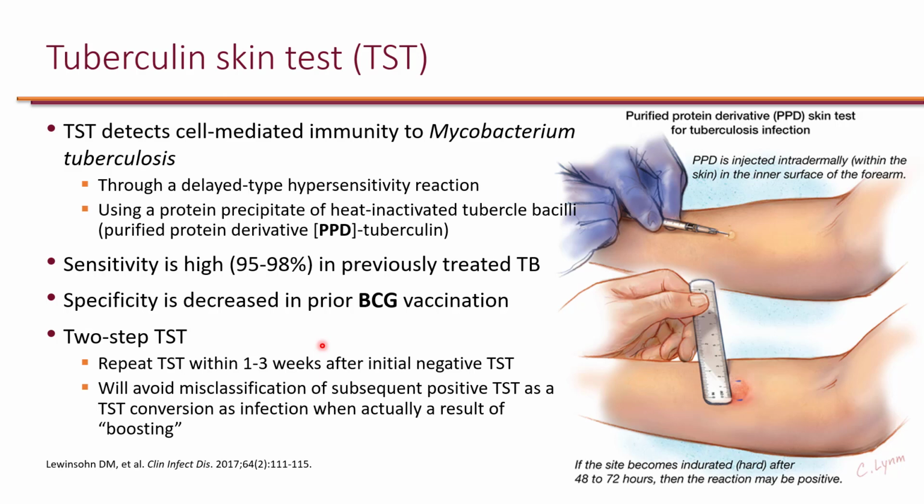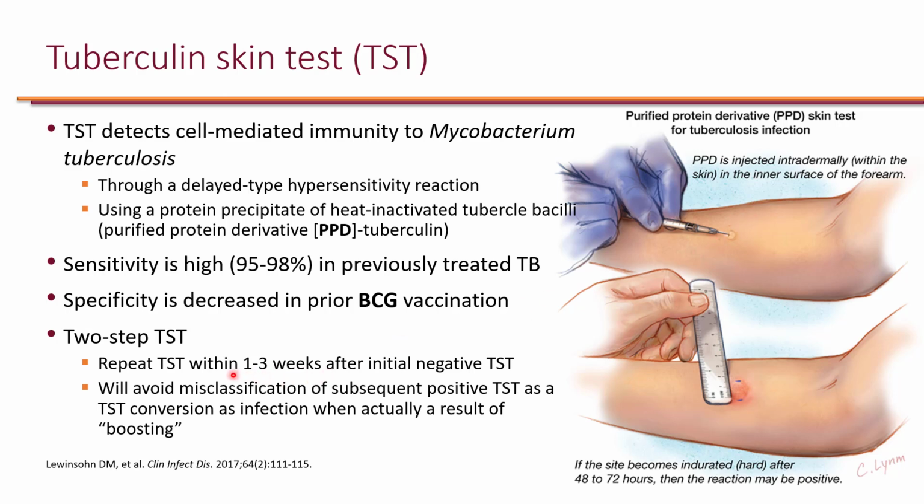Now, one thing we have seen is that when you give the tuberculin skin test, it may actually stimulate the immune system, which is referred to as boosting. So for people who get tested routinely, like healthcare workers, it is recommended to get a two-step skin test. What that means is that you give the first test, and if the first test is negative, because it could be a false negative due to waning of the person's immune response, it is recommended to repeat that test within 1 to 3 weeks, because the first test will actually boost the immune response.